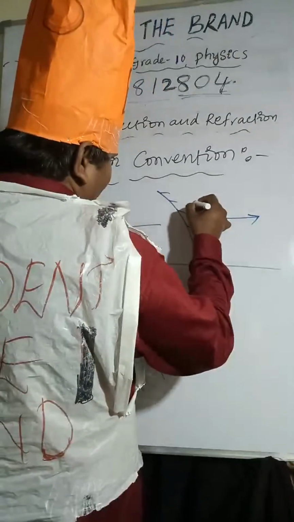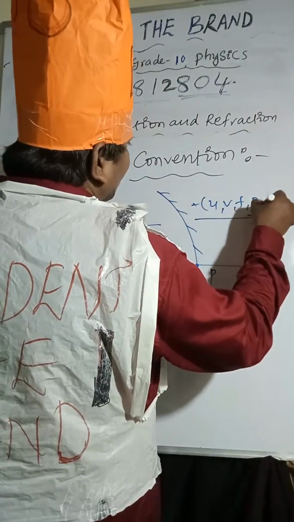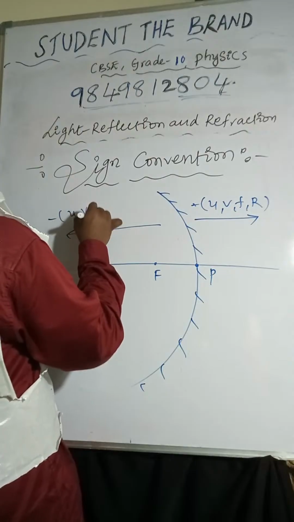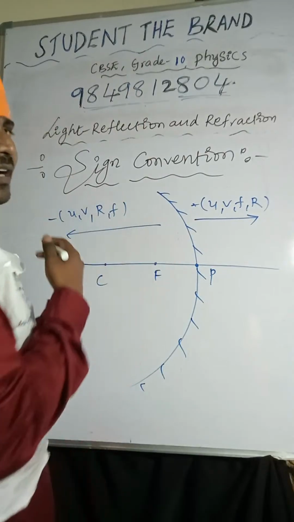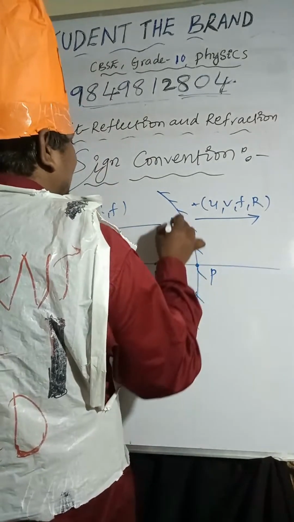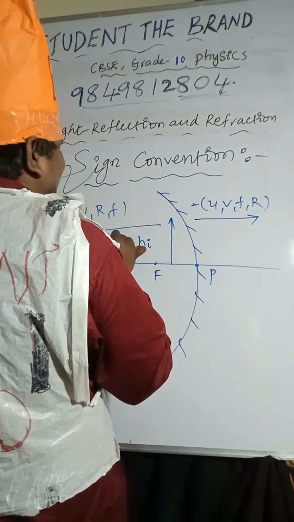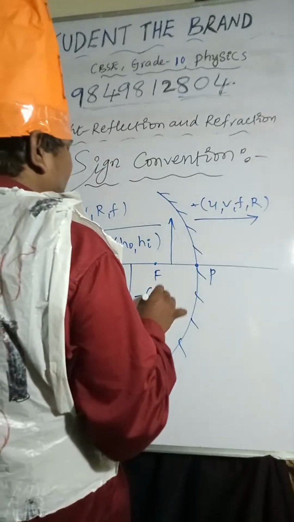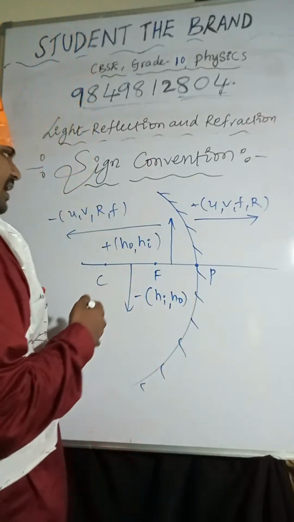In the direction of incident rays, object distance, image distance, focal length, and radius of curvature are all positive. Opposite to the direction of incident rays, they are all negative. Above the principal axis, the height of the image and the height of the object are positive. Below the principal axis, they are negative.